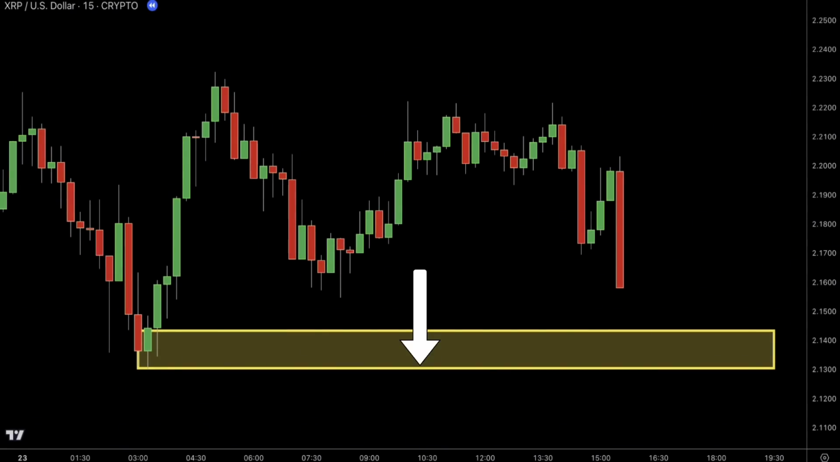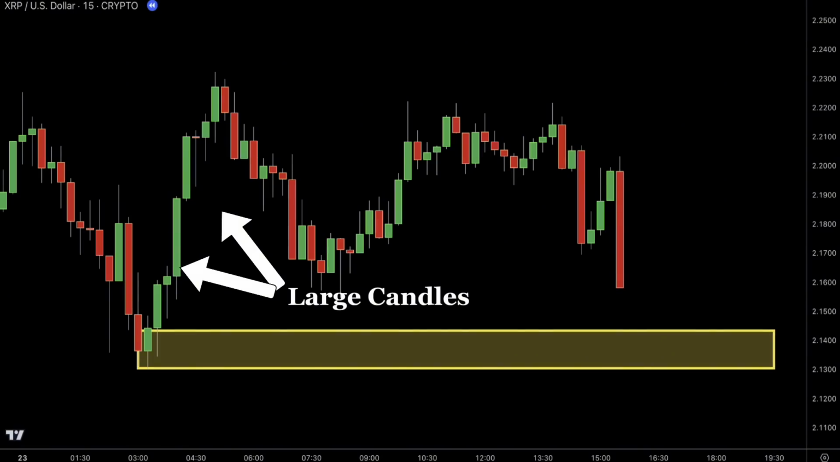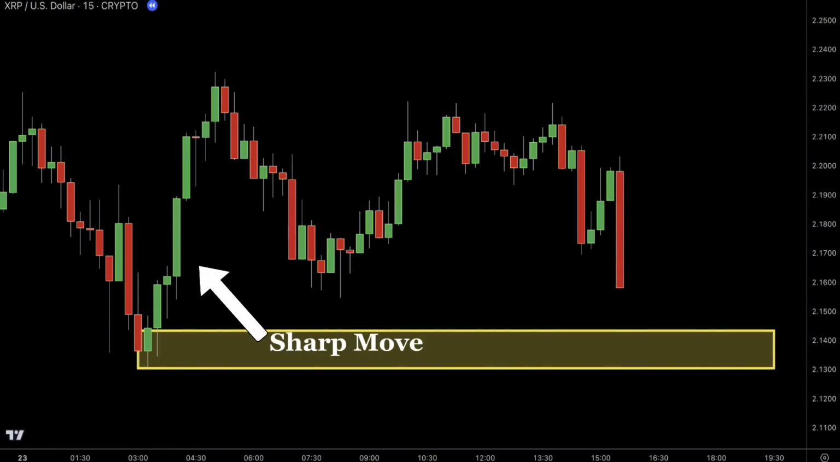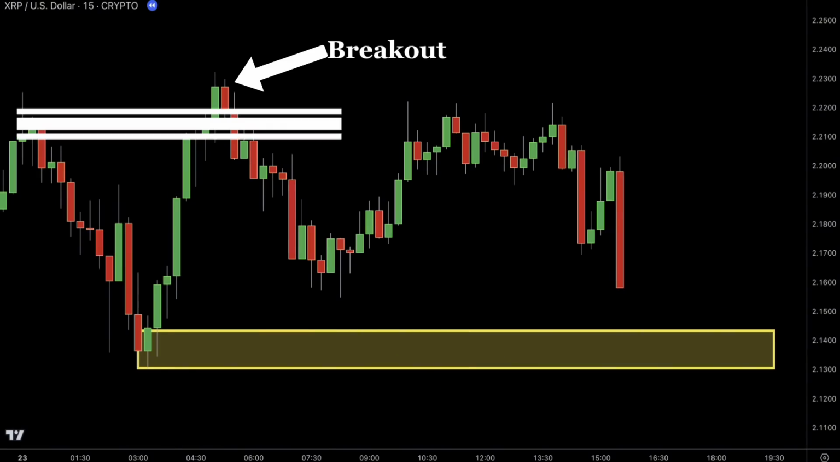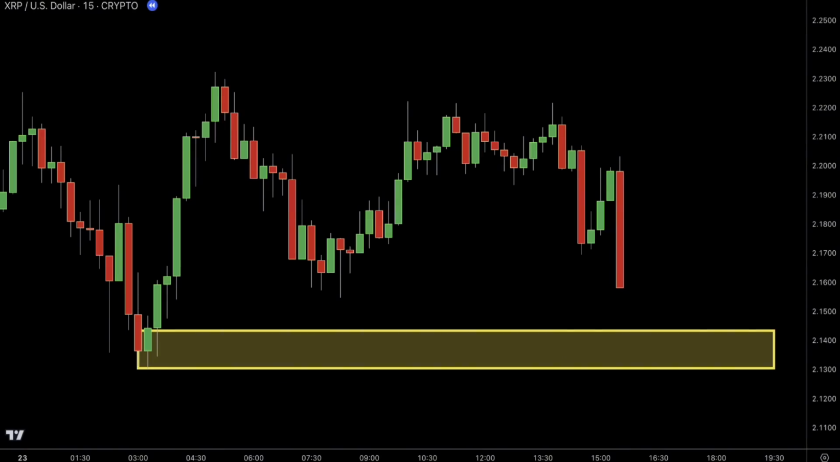Here's a clear demand zone identified on the chart. Let's evaluate it to ensure it meets the criteria for a high-quality zone. Large candles indicate strong buying pressure. The move away from the zone is quick and decisive, showing no hesitation. The zone is fresh, being tested for the first time. The previous structure has been broken, a clear sign of institutional involvement. There's noticeable space between the demand zone and the next level, giving the market room to move. Based on these factors, this is a solid institutional demand zone.